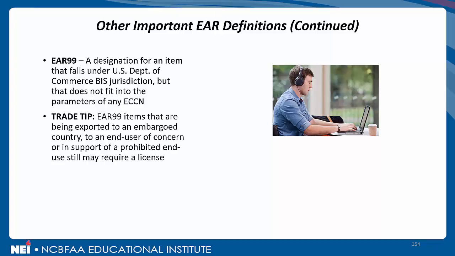As a trade tip, EAR 99 items that are being exported to an embargoed country, to an end user of concern, or in support of a prohibited end use still may require a license. We'll be seeing more on this subject as well, especially as it relates to what are called the general prohibitions that we'll talk about in just a second. So EAR 99 doesn't mean you're off the hook in terms of licensing requirements, a license authorization. It also depends on end user, and whether an export is in support of a prohibited end use. These are important factors. More on that in upcoming slides.